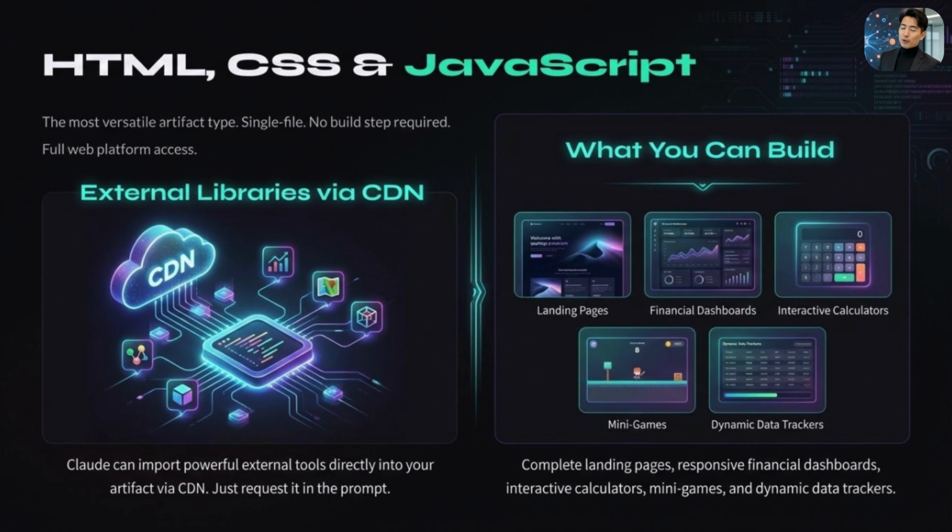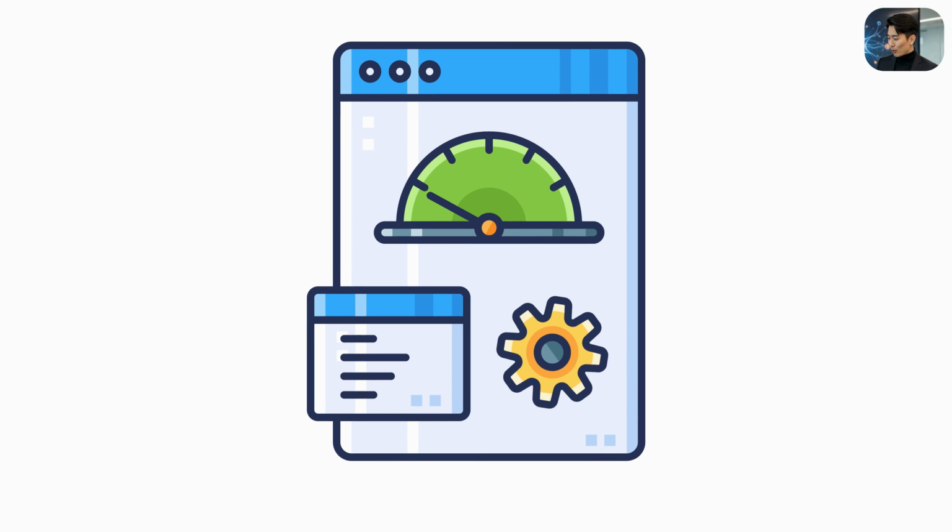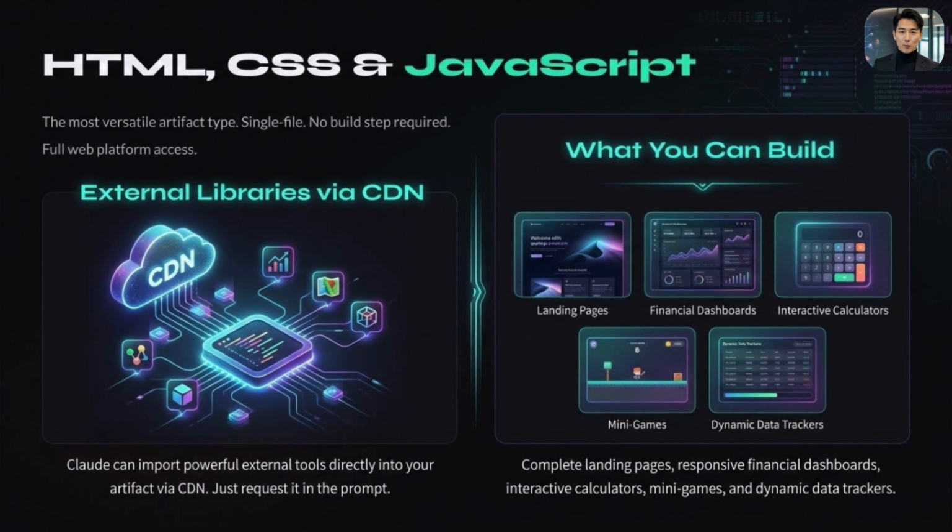Now, not all artifacts are the same. There are 6 types, and knowing which one to use is the first step to becoming an expert. First, the 2 most powerful ones, HTML, CSS, and JavaScript, and React. These are live rendered web applications. You can interact with them exactly like a real website. Then there's mermaid diagrams. You describe a flowchart or sequence diagram in plain text, and Claude renders a beautiful visual, perfect for process maps and system architecture.